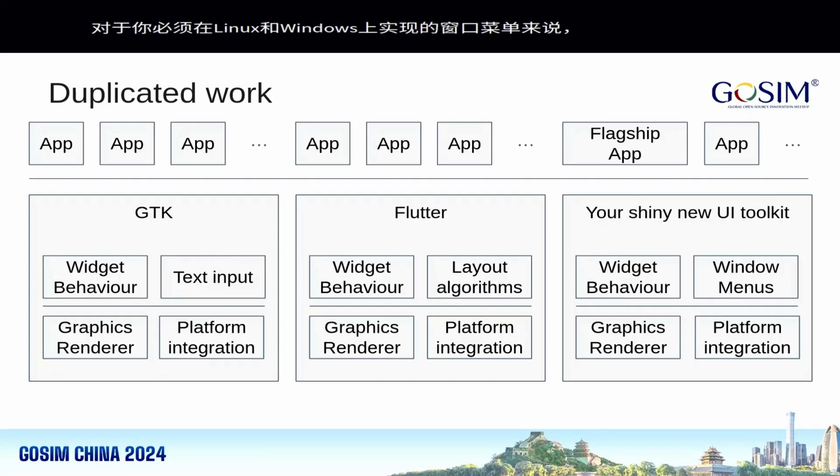All of this integration work is being repeated in slightly different ways in each UI toolkit. So consider GTK. It has its own widget behavior and implementation on text input on top of its own platform integration and integration with a 2D drawing library. Same applies for Flutter. If you want to develop a new toolkit for your flagship application, you'll be spending a lot of time implementing all of these features. And if you don't, your app will instead be missing important features such as window menus.